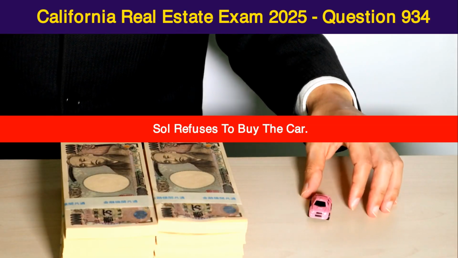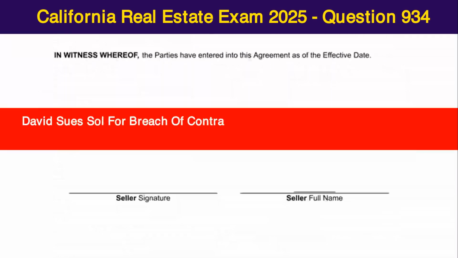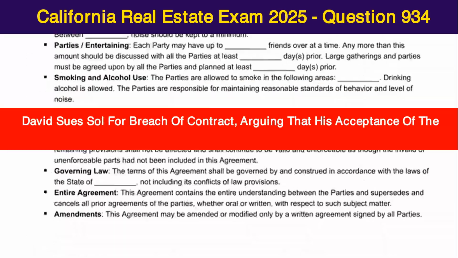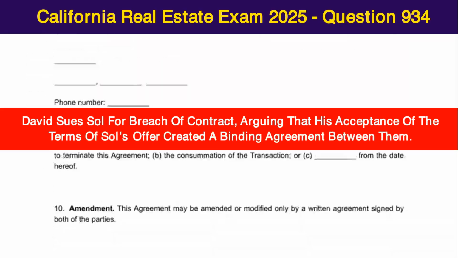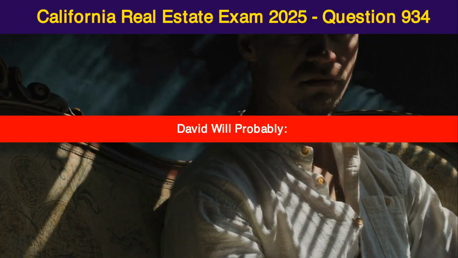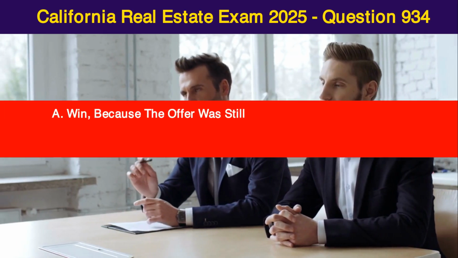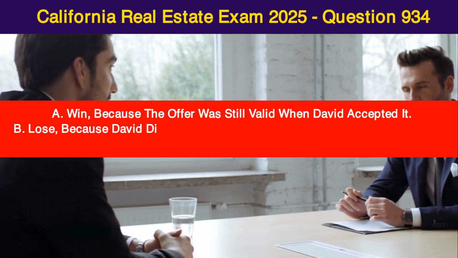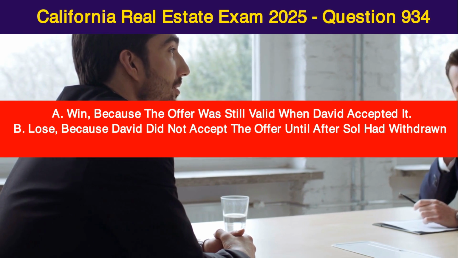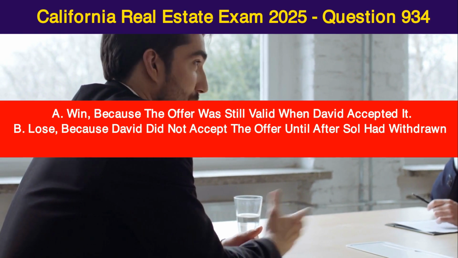Saul refuses to buy the car. David sues Saul for breach of contract, arguing that his acceptance of the terms of Saul's offer created a binding agreement between them. David will probably: A. Win, because the offer was still valid when David accepted it. B. Lose, because David did not accept the offer until after Saul had withdrawn it.